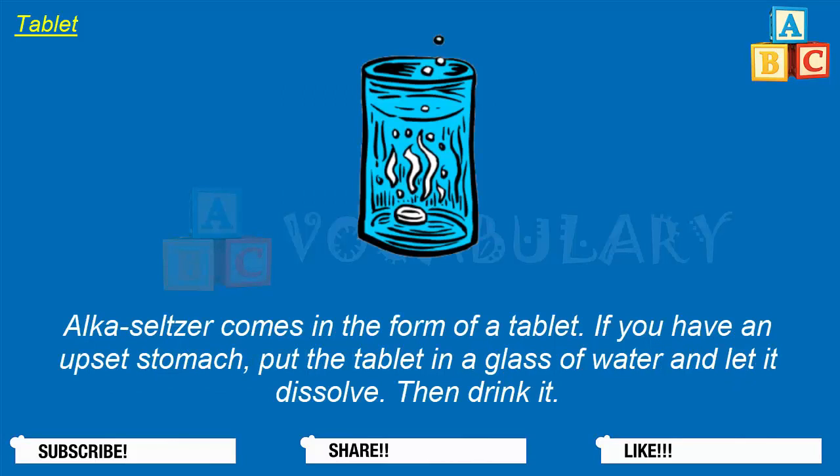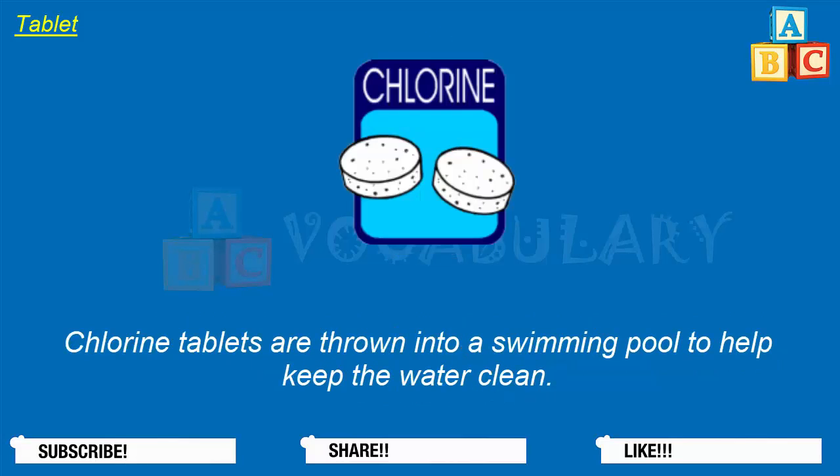Alka-Seltzer comes in the form of a tablet. If you have an upset stomach, put the tablet in a glass of water and let it dissolve. Then drink it. Chlorine tablets are thrown into a swimming pool to help keep the water clean.